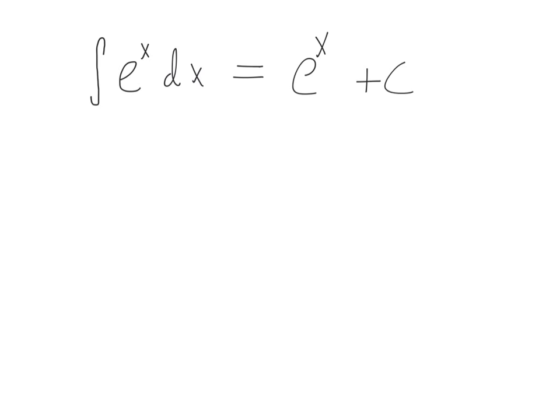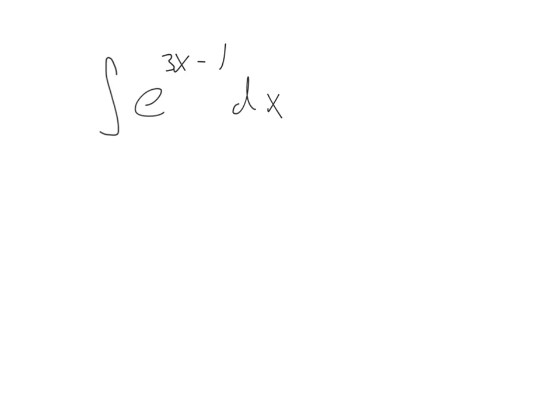Alright, so the integral of e to the x dx is e to the x plus c. That makes sense because the derivative of e to the x is e to the x dx. Funny how that works. So let's look at a couple of examples.